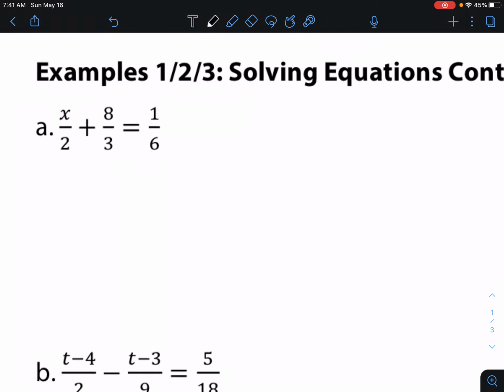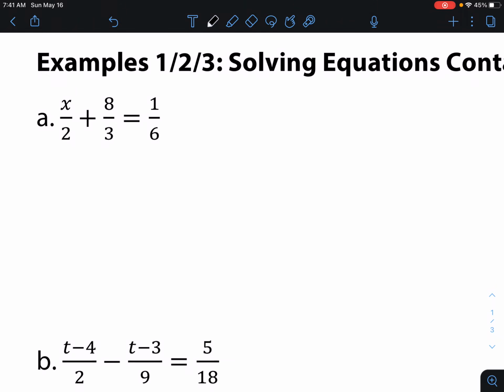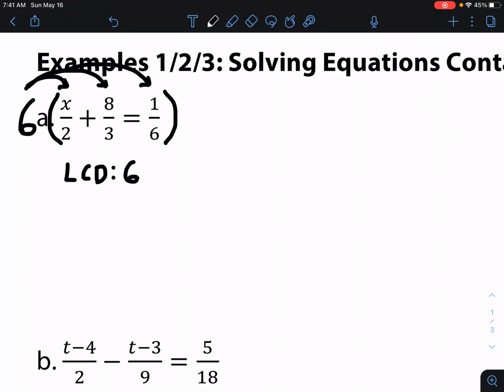solve. Okay, so if we look at this first example, this is where you have to be good at finding the LCD, and this one should be fairly quick. We should be able to say, hey, I know my LCD is 6. Okay, so when I know my LCD is 6, I'm going to take this entire equation and distribute a 6 to every single term inside the equation. So this is going to be just like the warm-up, except now we're going to have to do it 3 times because we have 3 fractions.